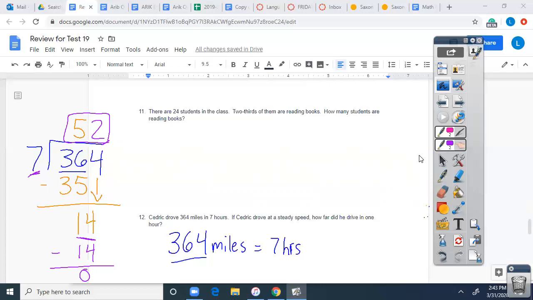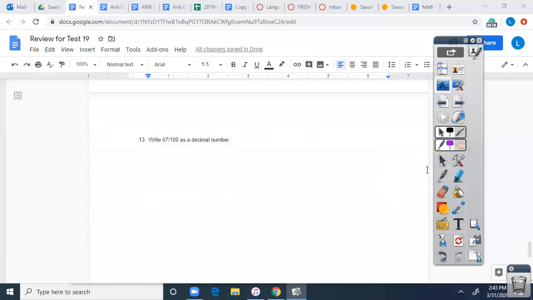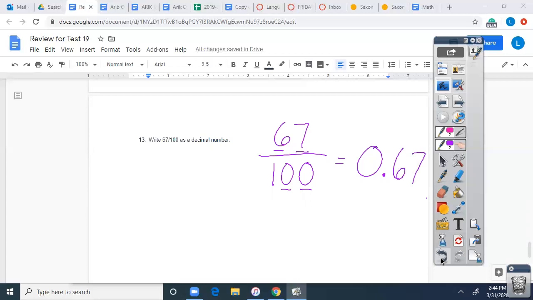Okay, and then the very last one, number 13, we'll just scroll down, and this is our very last one. We just did these a couple days ago, so I think you will be able to do this real quick. On your homework, it looks like this. Write 67 over 100 as a decimal number. Okay, we just talked about this. Remember, you have your 0 and then your decimal. We don't have a number out here, so that's why we put 0. Decimal, I should have 2 digits after that decimal. I have 2 digits, so that's the answer, 0.67. You're going to write that as a decimal number.